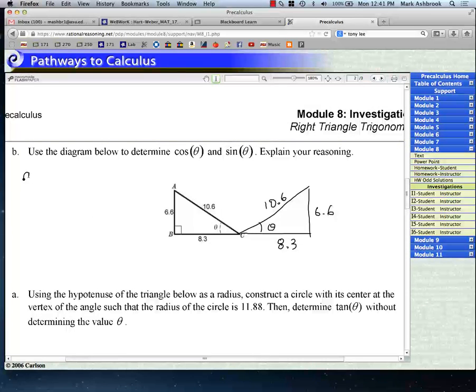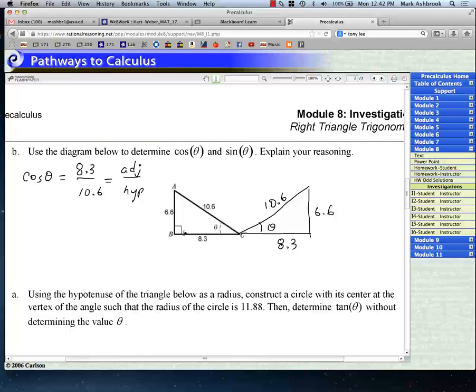So cosine of the angle is the number of radii to the right of the vertical diameter. So it relates to this number. So it's the fraction of the radius that 8.3 is. And so what is 8.3? Which side is that? Adjacent to the angle. That's the adjacent leg. And 10.6 the hypotenuse. But notice over here in the triangle we were given, it's the same thing.